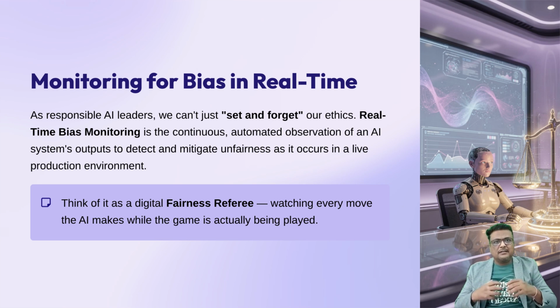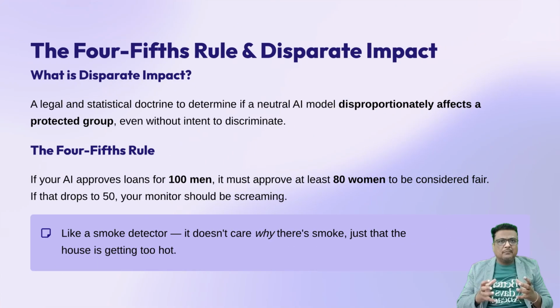Now that we understand that we can't just set and forget our ethics, we need to look at the specific yardstick we use to measure if everyone is being treated fairly. To keep our digital referee objective, we use a concept called disparate impact, which is a legal and statistical doctrine used to determine if a neutral policy or AI model disproportionately affects a protected group, even if there was no intent to discriminate. To put this in simple terms, we are checking to see if the final score is fair for everyone. A very common way to measure this is the 4/5 rule.